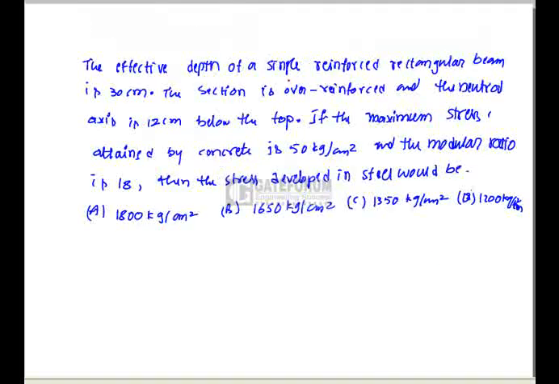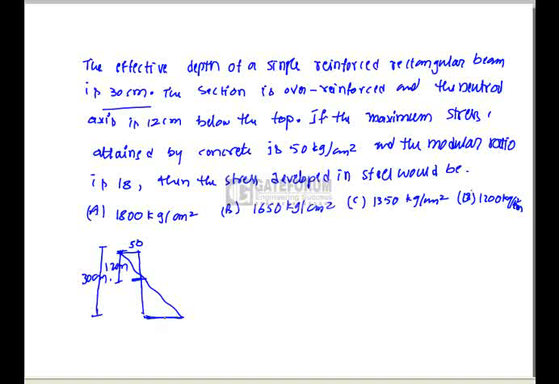The effective depth of a singly reinforced rectangular beam is 30 centimeters. The section is over reinforced and the neutral axis is at 12 centimeters from the top. If the maximum stress attained by concrete is 50 kg per centimeter square, then we have to find out the maximum stress developed in the steel.